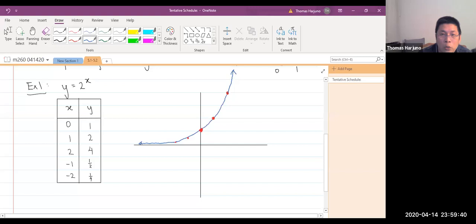Now, you will see some phenomena if you have the base 2 to the x. The phenomena is the following. When x equals 0, the y is 1. Notice that when I move 1 unit to the right, I double whatever I have earlier. When I move another 1 unit to the right, I double whatever I have here. Do you see that?